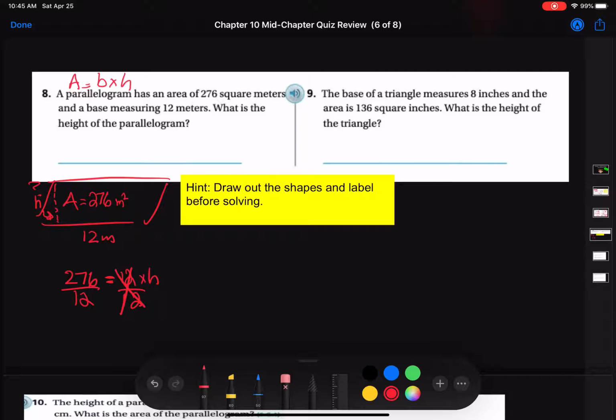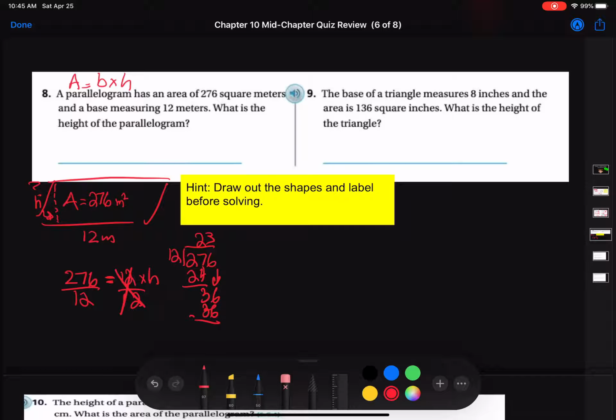So now I just need you to figure out how many times 12 can go into 276. So we know that it can go 2 times, because that's 24. We're going to have 3 left over, and we're going to bring that 6 down. And then 12 into 36 is 3 times.